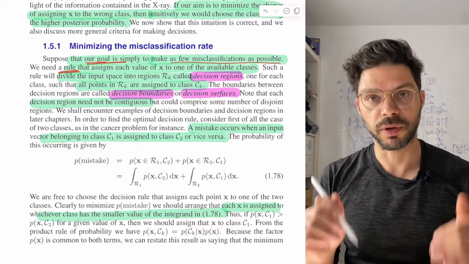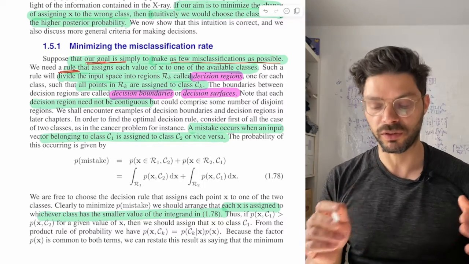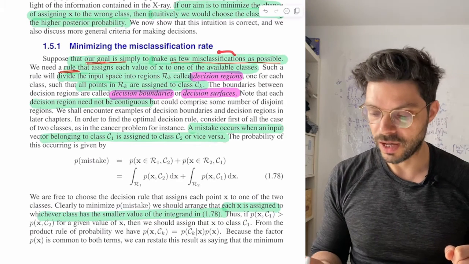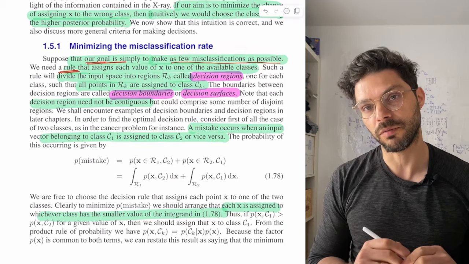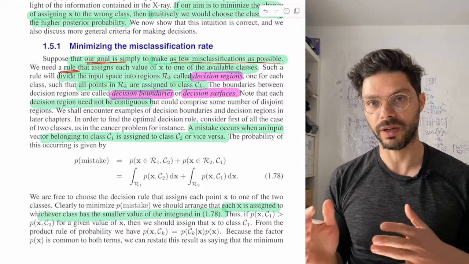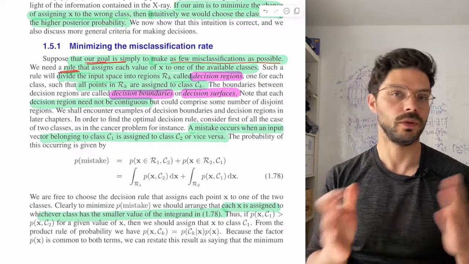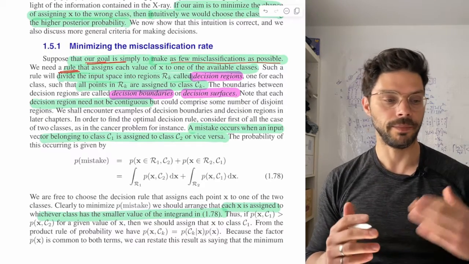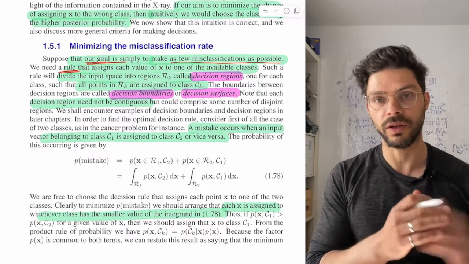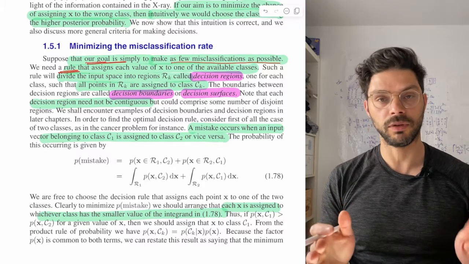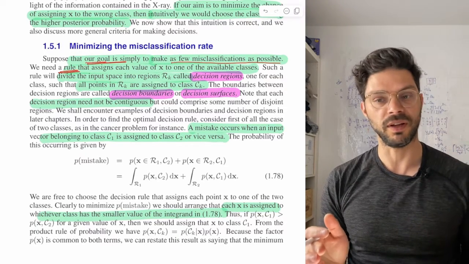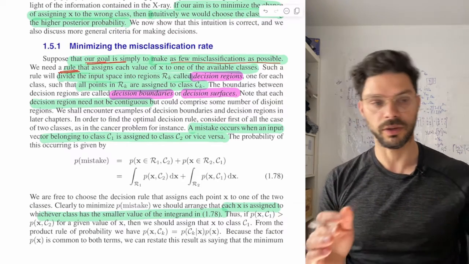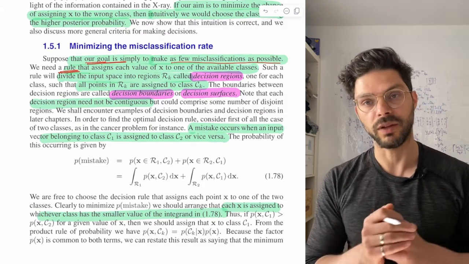Okay, so in this particular section, someone has told us that the goal is to make, let me switch to the laser pointer here, as few misclassifications as possible. We have our data points, and we're going to assign them to one of a few classes. Going back to the previous example, it's cancerous or non-cancerous. And our simple aim is to make as few mistakes as possible, so assign as few people who actually have cancer to the non-cancerous category and vice versa.